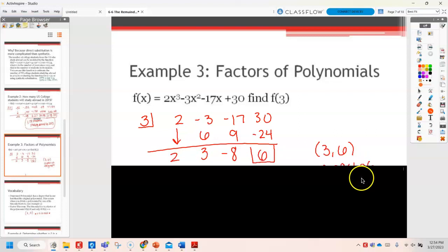So bring down your 2. 3 times 2 is 6. 6 minus 3 is 3. 3 times 3 is 9. Negative 17 plus 9 is negative 8. Negative 24 leads to positive 6. So what that means is that (3, 6) is a point on your graph.